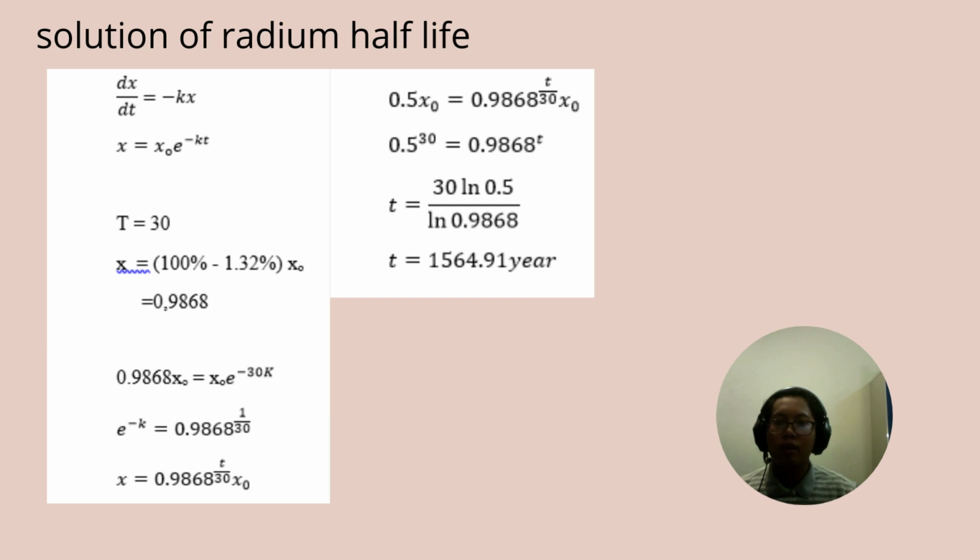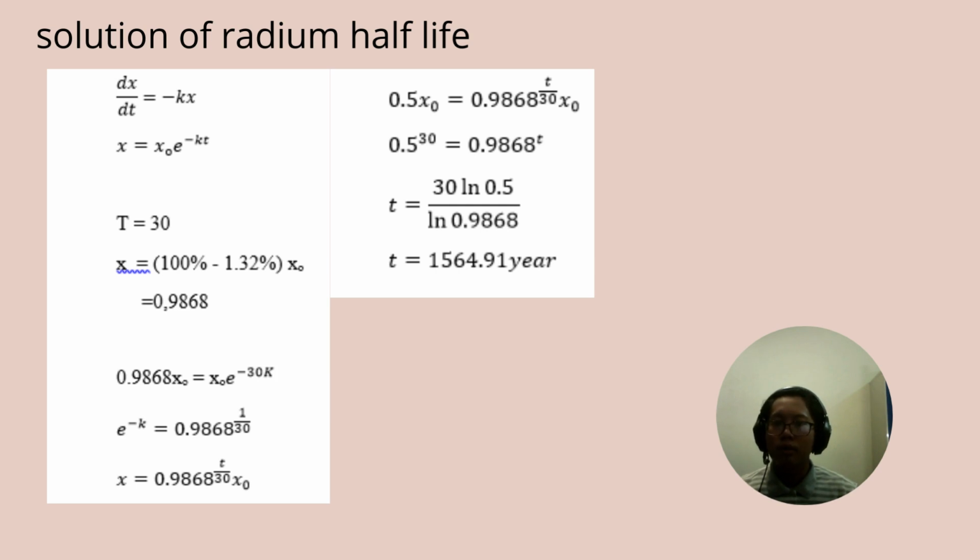I am Adi Akmal and I will present the solution of the radium half-life. The formula of the radium half-life is dx over dt equals negative kx, so x equals x0 e to the power of negative kt. From the question, t is equal to 30 and x is 100% minus 1.32% of x0, which gives 0.9868. So we substitute into the formula: 0.9868 x0 equals x0 e to the power of negative 30k. So e to the power of negative k equals 0.9868 to the power of 1 over 30.